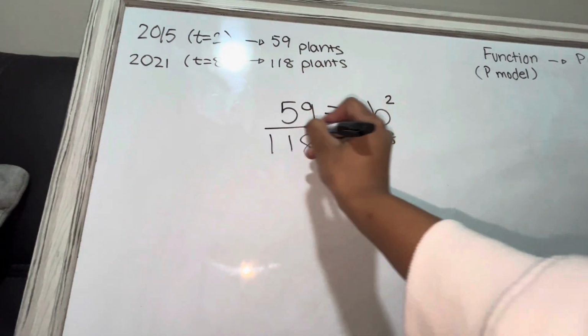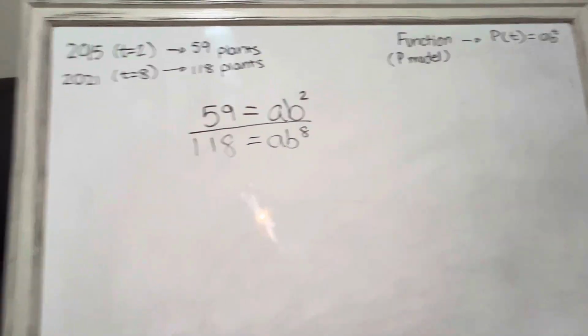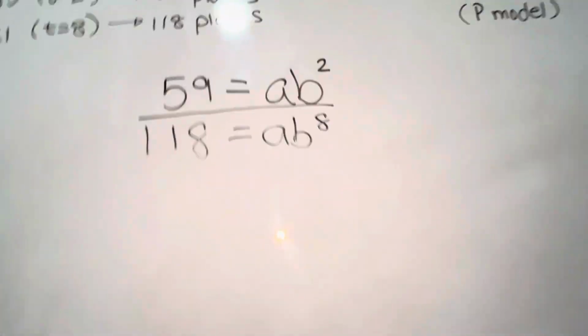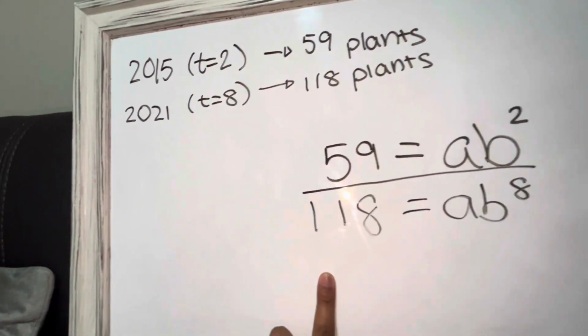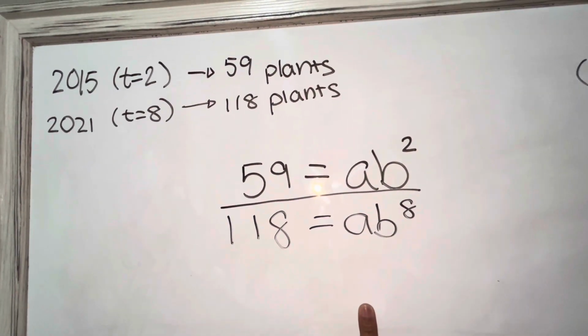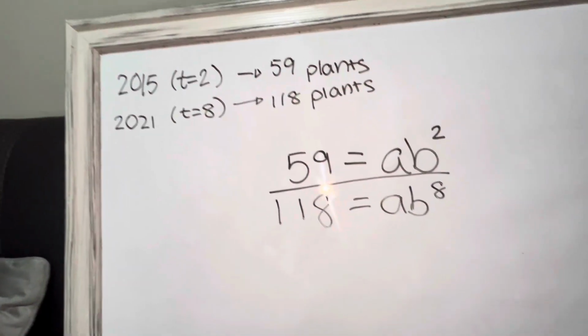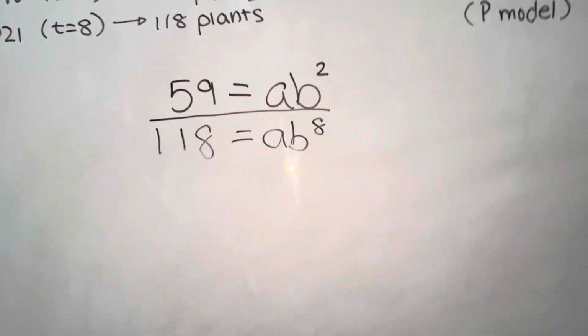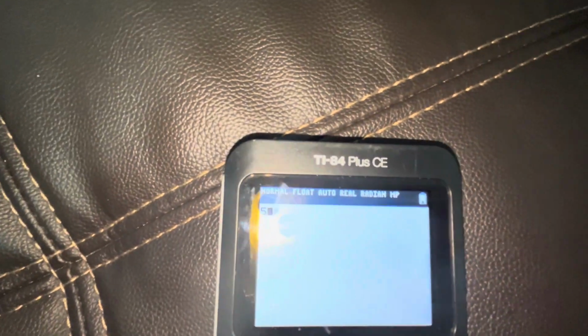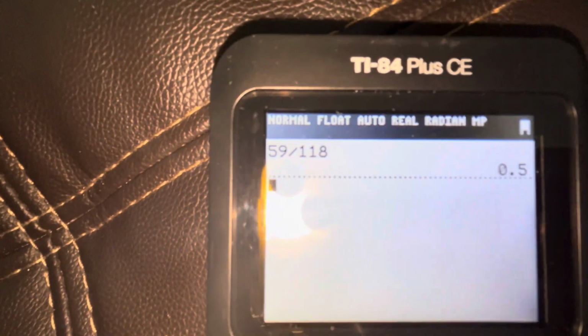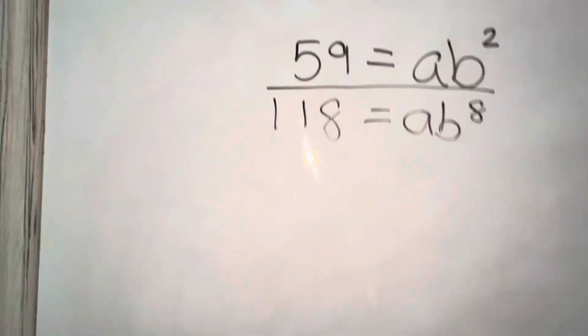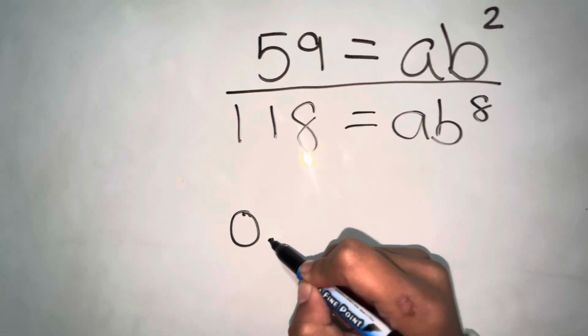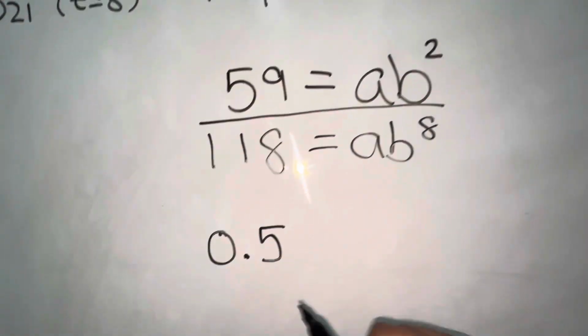So if you divide them, the next thing that's going to happen is you're going to divide 59 by 118 and a b squared over a b to the power of 8. So what's 59 divided by 118? Let's check on our calculators. It's actually a simple number, but we'll check it anyways. 59 divided by 118 is 0.5. So 0.5 or a half. So that's your first number.